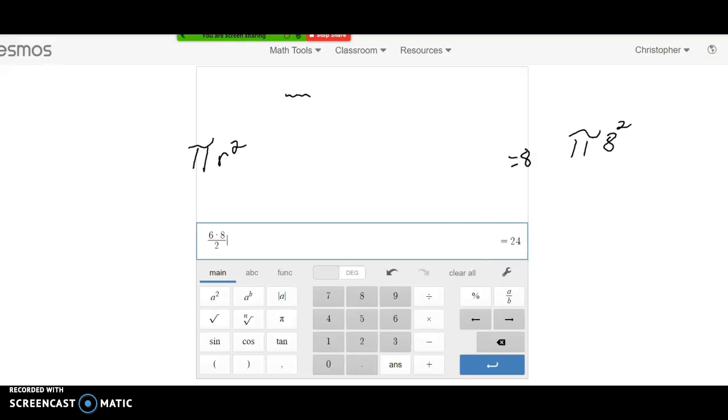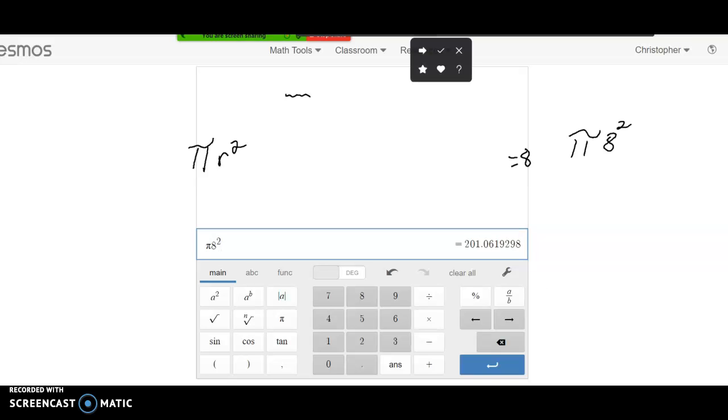So I'm going to go to my Desmos calculator. I'm going to clear it. I'm going to put in my pi. There's pi right there. 8. And it's going to be squared. Now I get 201. Oh, and just a reminder, we are going to 2 decimal places.